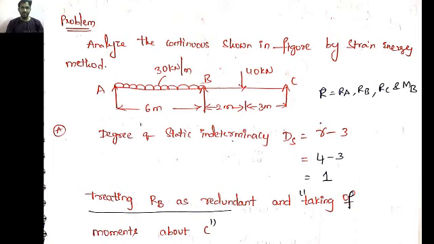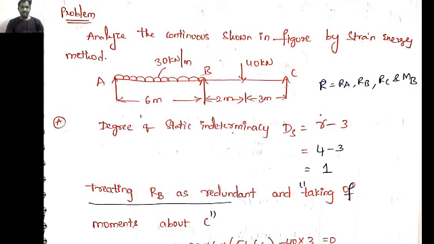Before going to that, if you apply the strain energy method, first you have to calculate the degree of static indeterminacy. In the fixed beam unit we already discussed static indeterminacy, and in previous videos I also explained it. Again, the degree of static indeterminacy is the number of unknown reactions compared to the equations of equilibrium. We have 3 equations of equilibrium, everybody knows: sigma H, sigma V and sigma M.